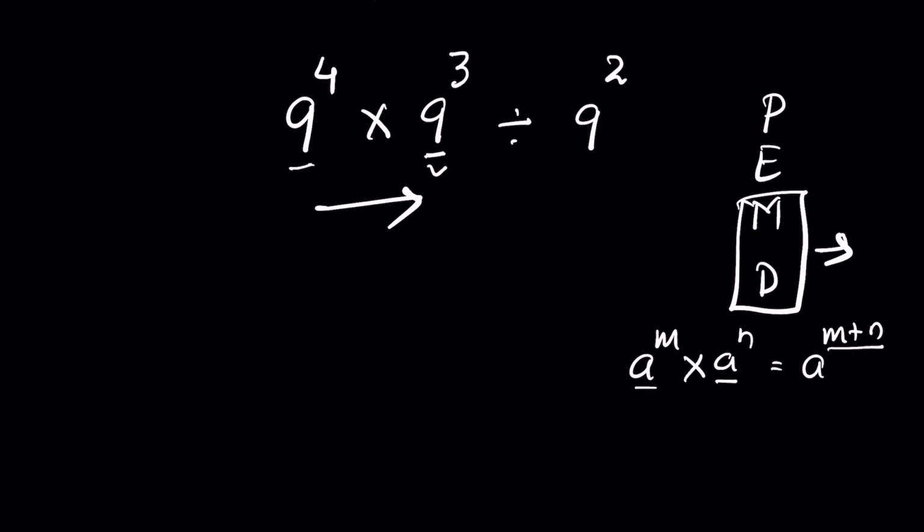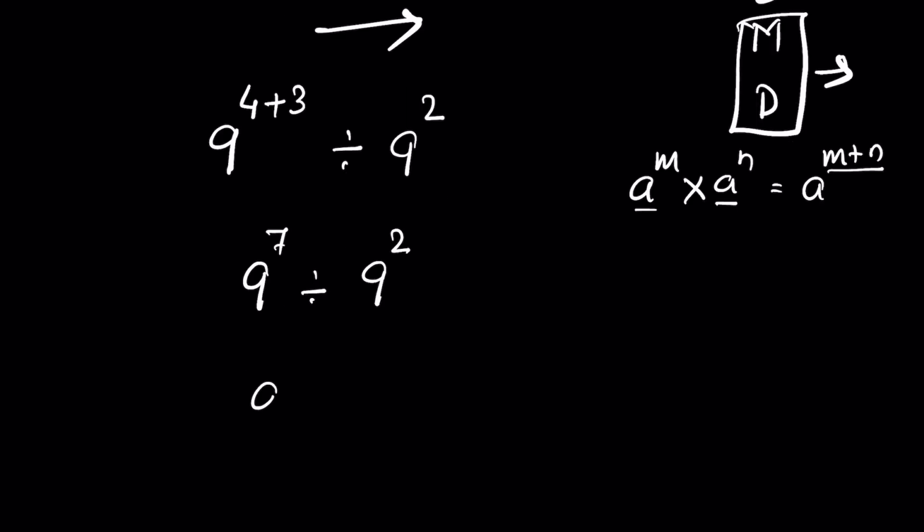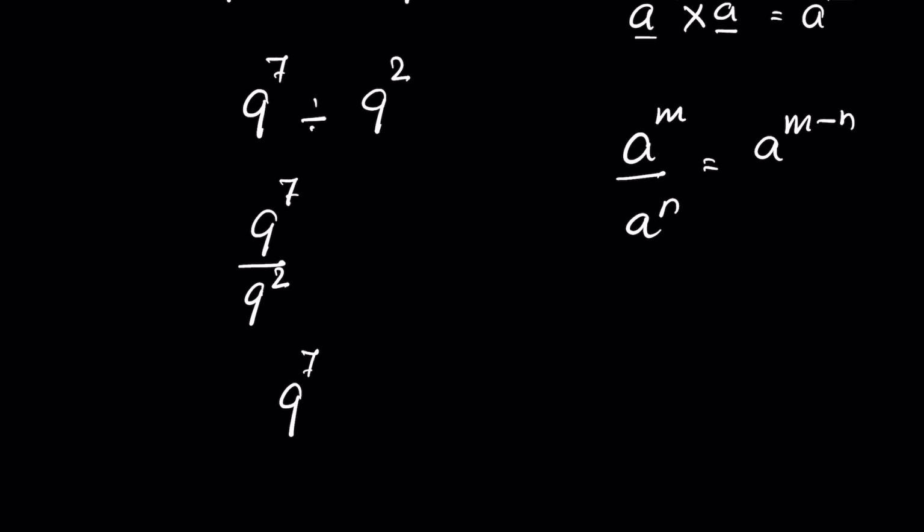So instead of multiplying 9 four times and then multiplying it by 9 three times, we will add the exponents here: 9 to the power 4 plus 3, then divided by 9 to the power 2. Now it is 9 raised to the power 7 divided by 9 raised to the power 2. Now this means 9 to the power 7 upon 9 to the power 2. Again there is an identity: a to the power m upon a to the power n is equal to a to the power m minus n. So it will be 9 raised to the power 7 minus 2, that is equal to 9 raised to the power 5.